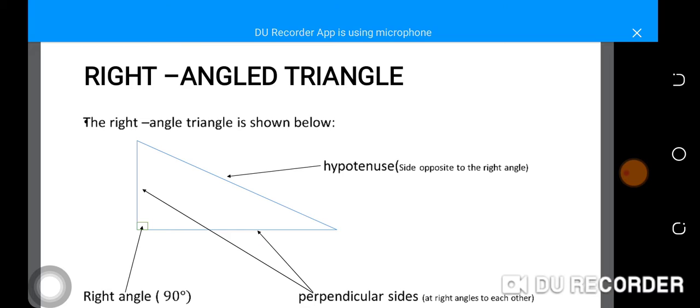The vertical side and the horizontal side meet and form a right angle, which is 90 degrees. So whenever you see that box, that square at the corner, just know that that angle is 90 degrees and that is a right angle.